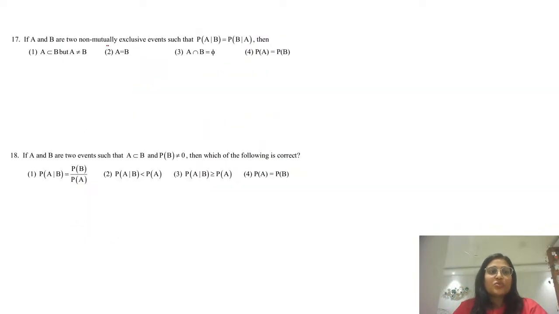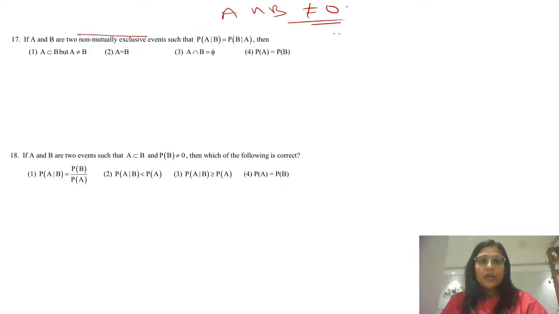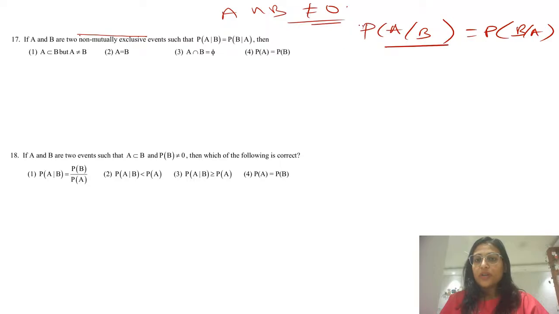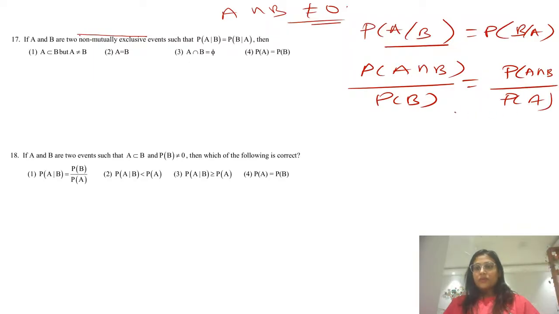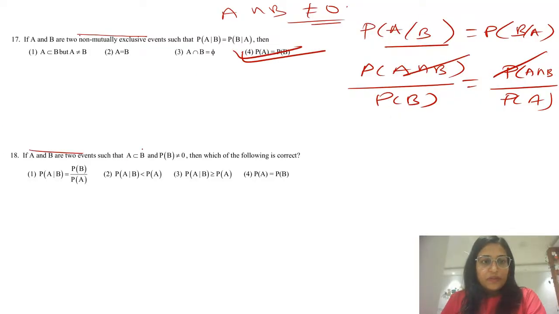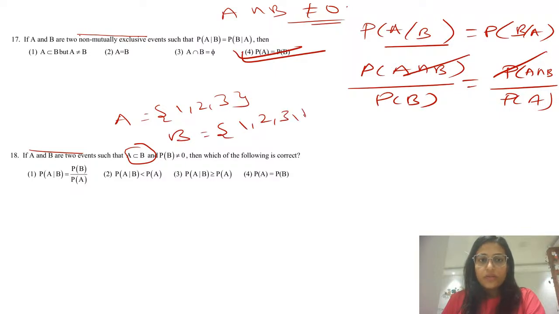Okay, A and B are two non-mutually exclusive events. It means A intersection B is not equal to 0. And P of A given B is equal to P of B. We know the formula for the probability of happening of A when B has already happened is P of A intersection B divided by P of B. And here it will become P of A intersection B divided by P of A. All right. So here this cancels out. P of A is equal to P of B. A and B are two independent events such that A is a subset of B. All right. Let's assume A as 1, 2, 3. And B is bigger. Let's take this as 1, 2, 3, 4, 5, 6. All right. P of A intersection B is not equal to 0.